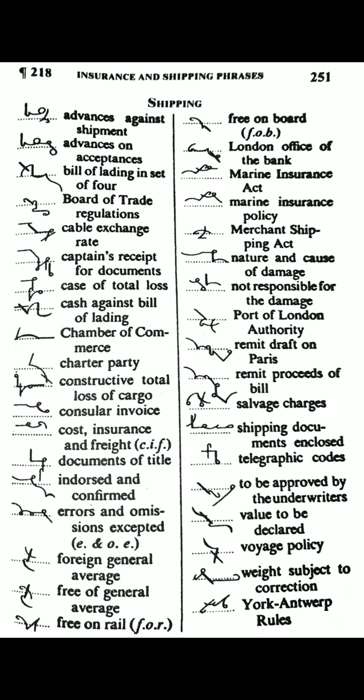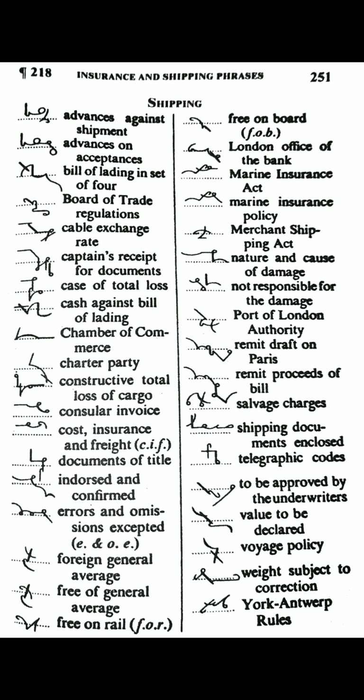Cost, insurance and freight. Short form is CIF. K with a circle for cost, N for insurance. Alternative form of FR, halved, is used here for freight. Whole outline above the line. Documents of title. D above the line, K with a circle for documents, and T with another tull for title is used here.